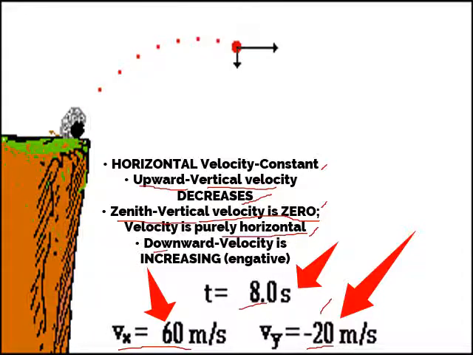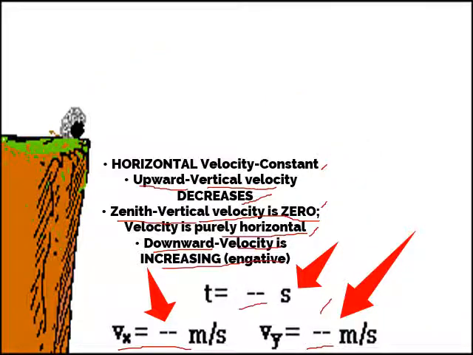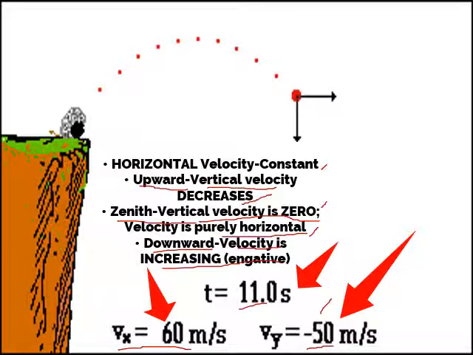Now, on the downward trip, ayan o, velocity is increasing but in the negative direction. Okay? So, ayan, pansinin nyo pababa. 0, negative 10, 20, and so on and so forth. So, you observe those again. Ayan.